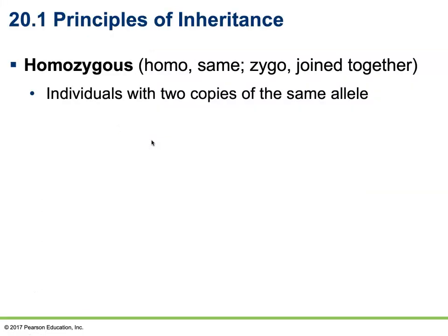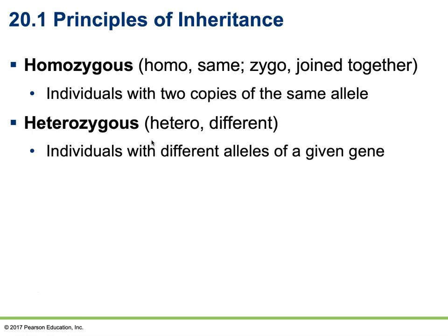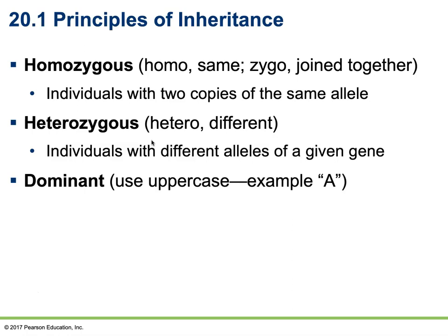Homozygous individuals are individuals that have two copies of the same allele. Heterozygous individuals are individuals with different alleles of a given gene, meaning you have one tall and one short allele, or one green allele versus one yellow allele.